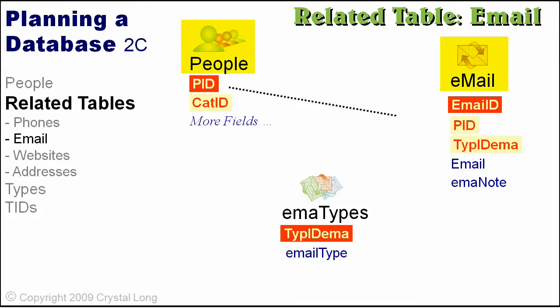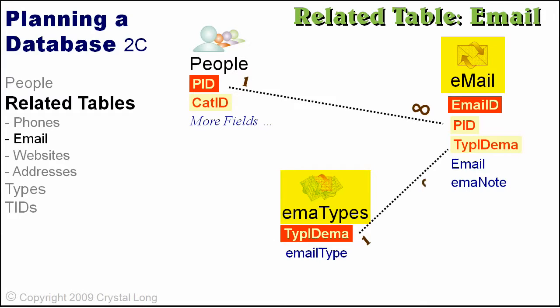People can have more than one email address. There is a one-to-many relationship between people and email. There is also a one-to-many relationship between email types and email.